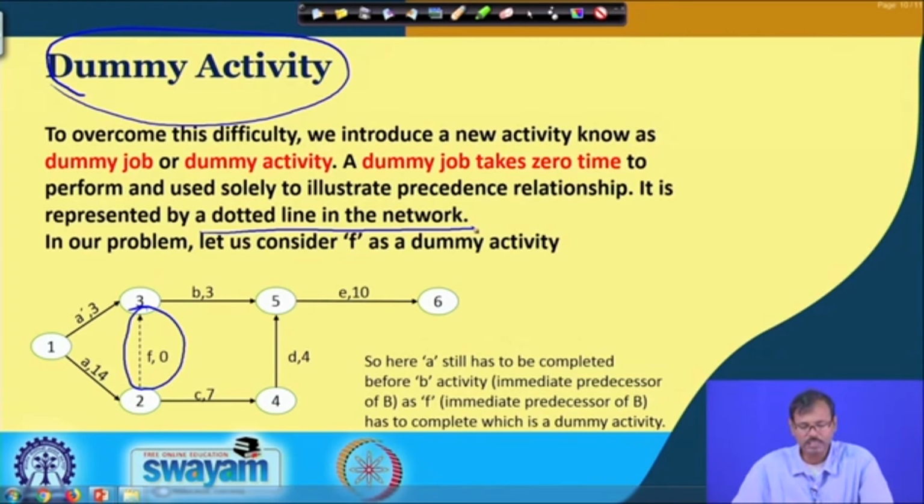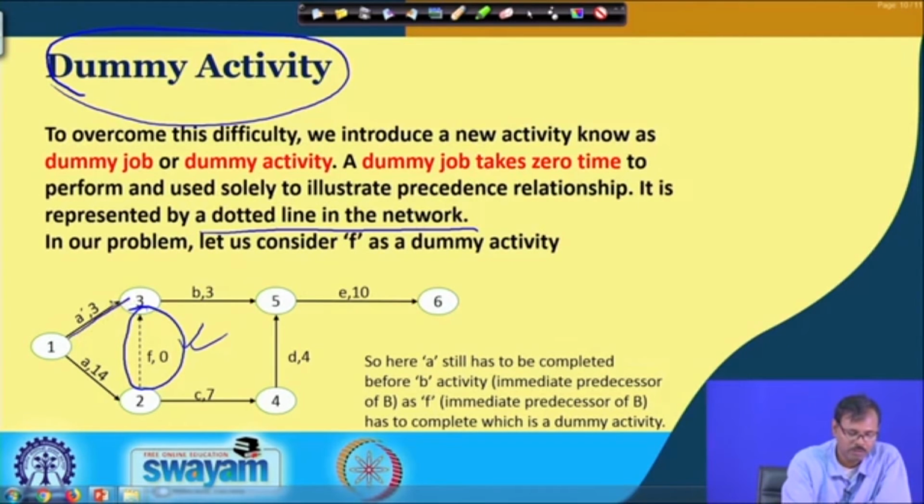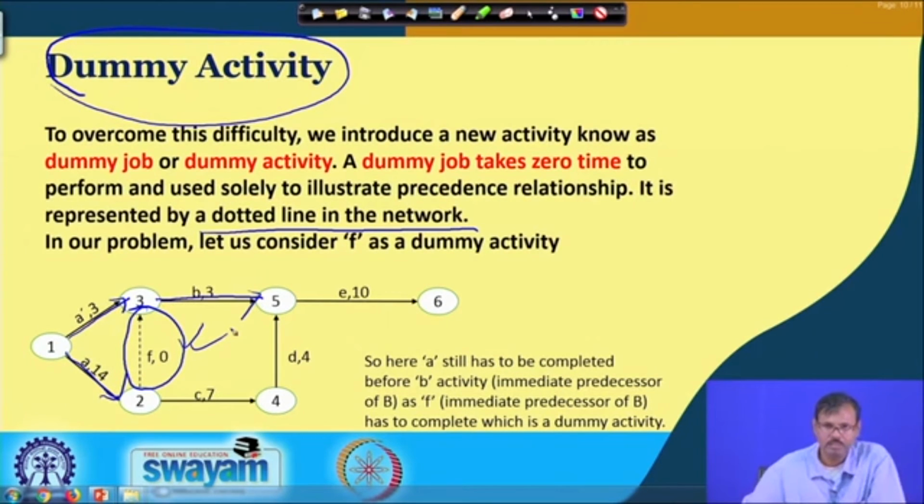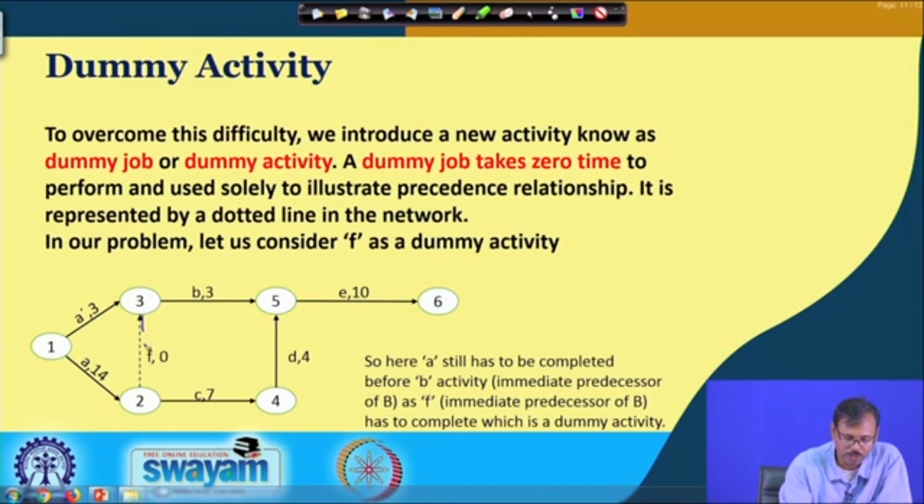So, now in this case let us consider F is a dummy job, and now we can see we have the market survey and the forecasting of sales, both required for job B, that is for pricing, and this precedence is provided by this dotted line, which is basically showing a dummy activity F. So, F is a dummy activity.